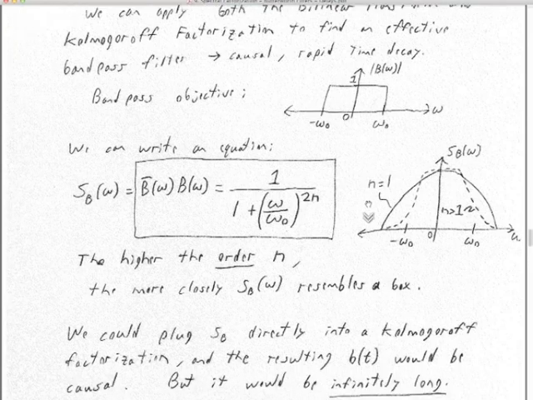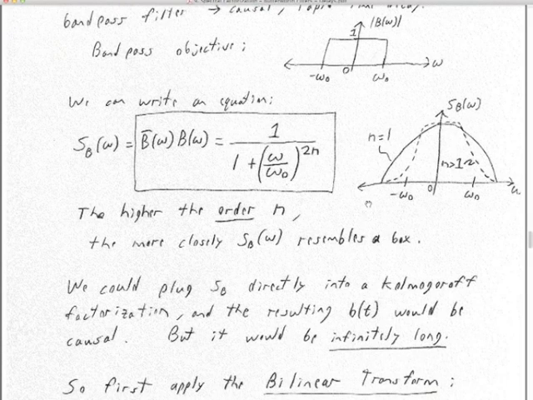So here's an equation. To use the bilinear transform, we've got to start with a closed form expression for the frequency response that we want. And here is one. Our filter, the characteristic spectrum of our filter, and since it's a Butterworth filter, we'll call this capital S sub B with respect to omega. And this is going to be B conjugate omega times B of omega, where capital B is the Fourier transform of the Butterworth filter time series little b.